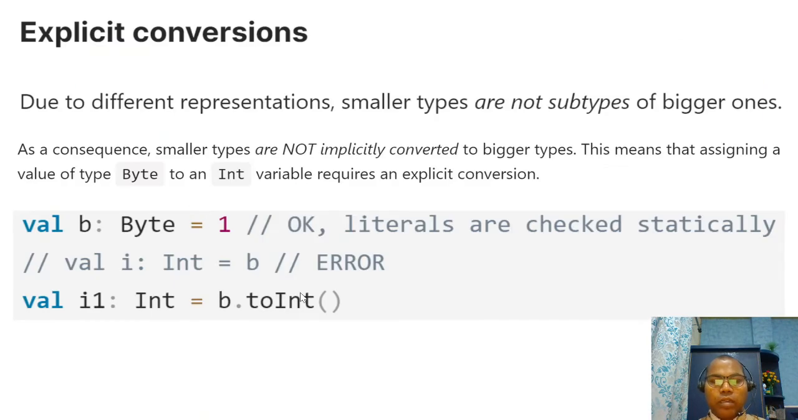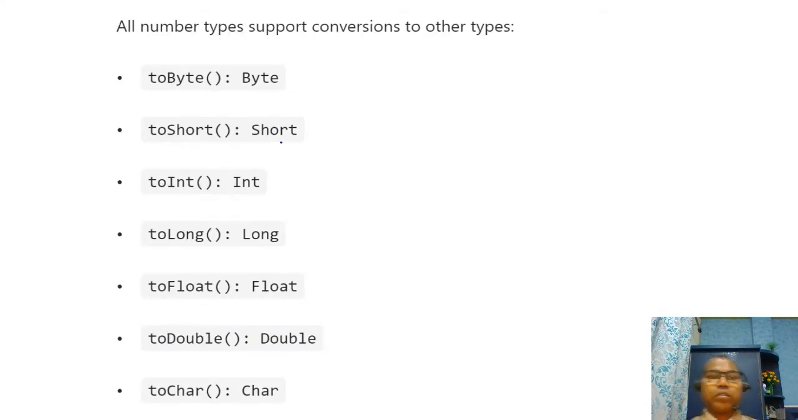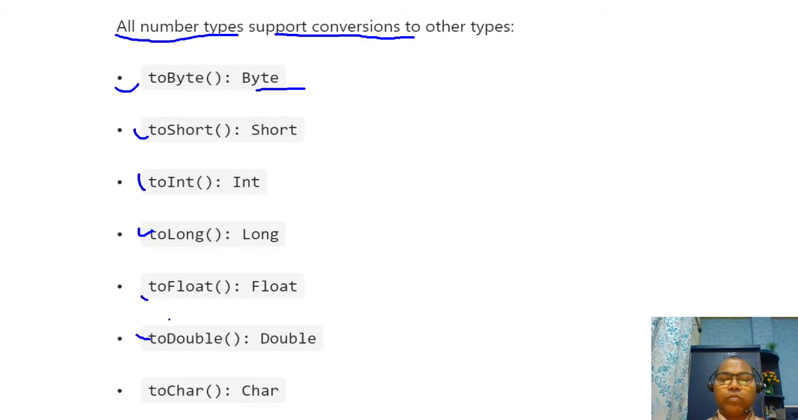So here, say you have a byte data type: convert it toInt, and after that you can assign. This is known as explicit conversion, whenever you need it. And all the number types support conversion methods. So if you have the Byte class, you can convert to byte, short, int, long, float, double, char, whatever you want.